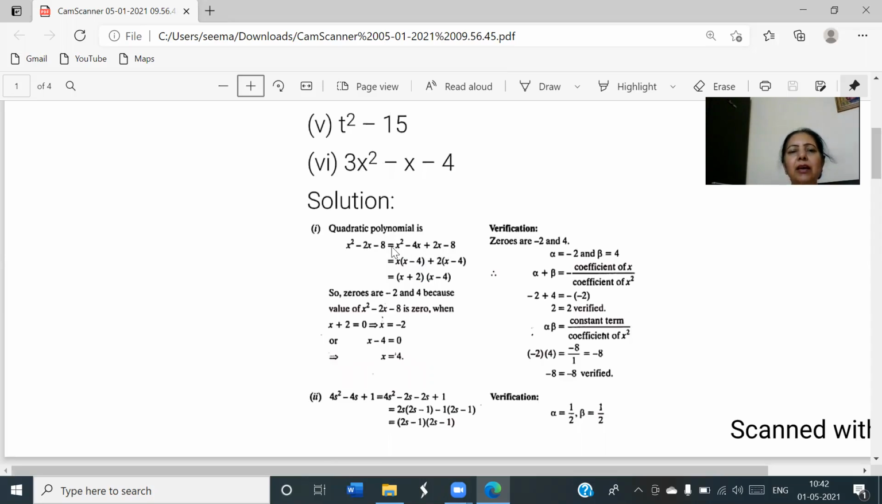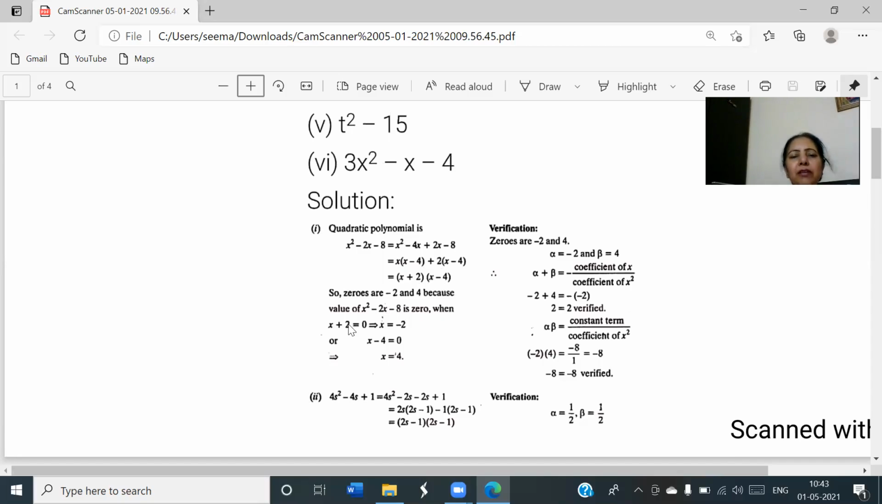And then in x square minus 4x, x is common. What is left? X minus 4. And in 2x minus 8, 2 is common. Then what is left? X minus 4. X minus 4 is common. That's why we have taken x minus 4 here. And what is left? X plus 2. These are called factors of this polynomial.